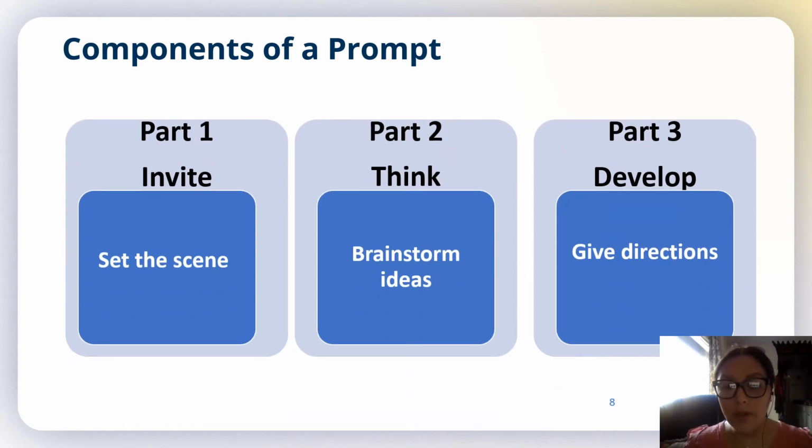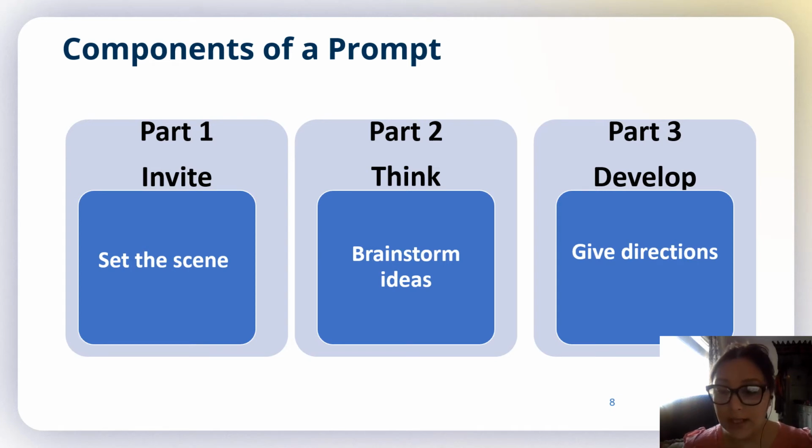So the components of a prompt in a way parallel the definition that we covered earlier. There are three parts. Part one is intended to invite the writers or speakers. Part two helps them think more about the topic. And part three gives them the nitty-gritty details and helps them develop and gives them directions. So part one sets the scene. Part two helps them brainstorm ideas, and part three gives them specific directions.